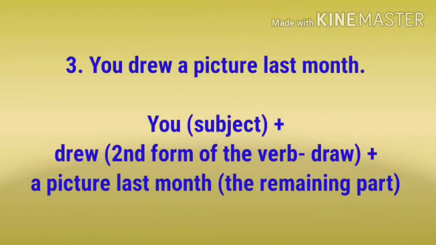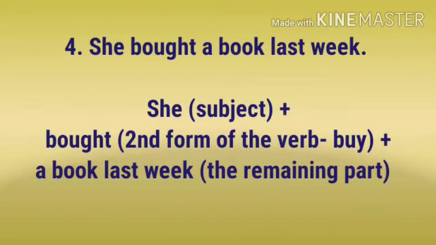Clear? Now next example. She bought a book last week. The subject is she. Understood? Then the verb is here buy. But here we have written bought. Why? Because I am repeating again and again that we need to write the second form of the verb. If the verb is buy, we need to write the second form of the verb, that is bought. Next, a book last week, which is the remaining part, and it will definitely come after the verb.